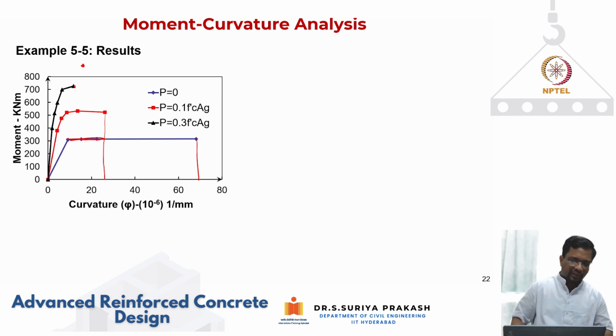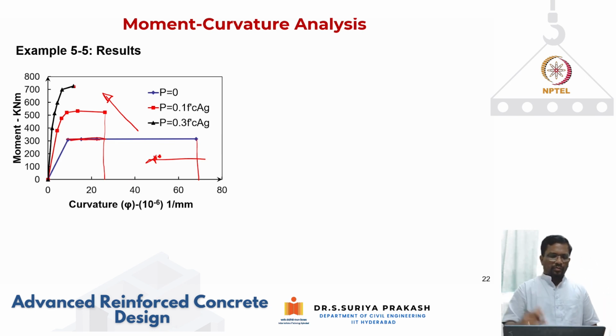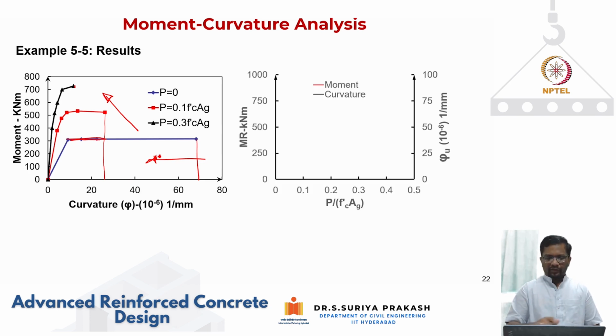So what we can see here is the moment capacity starts increasing and curvature capacity starts reducing. But this is valid only because we have done the analysis for P up to 0.3 f'c Ag. If I keep on increasing P, we cannot say that you will get more moment resistance and reduced curvature. In fact, when the section becomes compression controlled, your moment resistance will reduce, which we will see when we do the column analysis, in the chapter on understanding the behavior of columns.